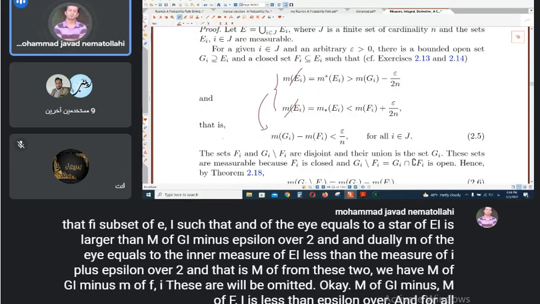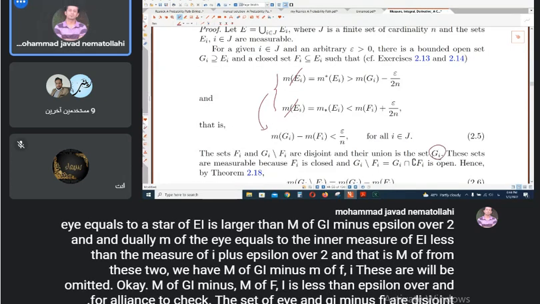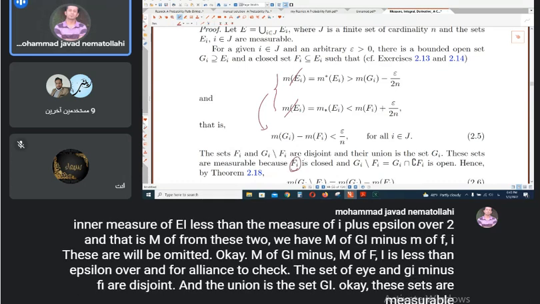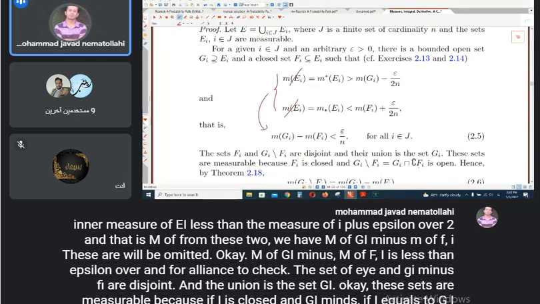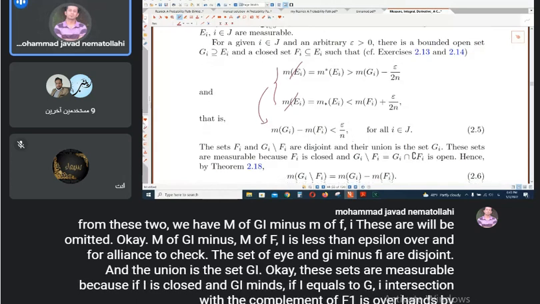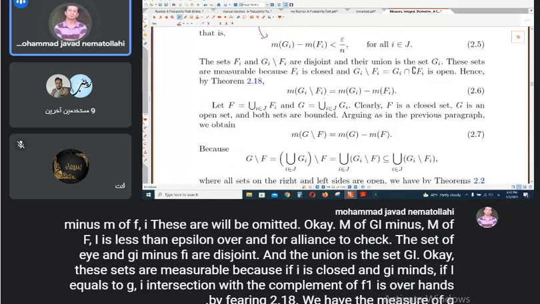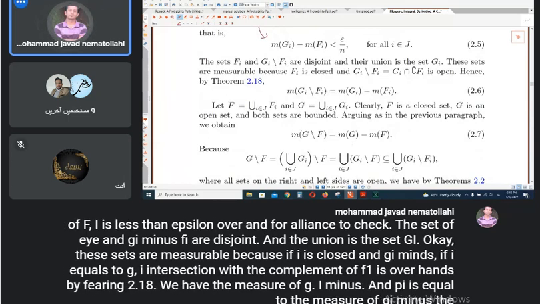The sets F_i and G_i minus F_i are disjoint, and the union is the set G_i. These sets are measurable because F_i is closed and G_i minus F_i equals G_i intersection with the complement of F_i, which is open. Hence, by theorem 2.18, the measure of G_i minus F_i is equal to the measure of G_i minus the measure of F_i.